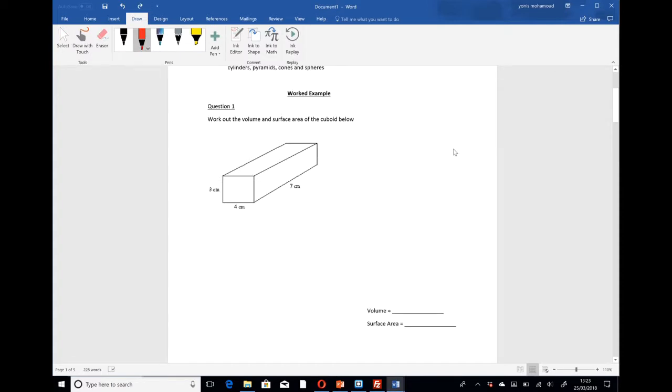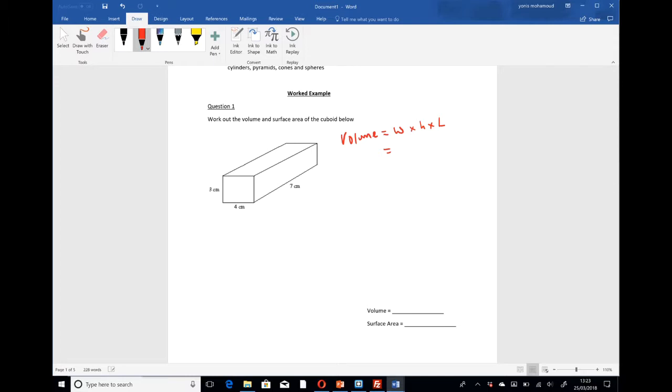So question 1 asks, work out the volume and the surface area of the cuboid below. So let's start off by working out the volume of this cuboid. So to work out the volume, essentially what you have to do is you have to multiply the width times the height times the length.